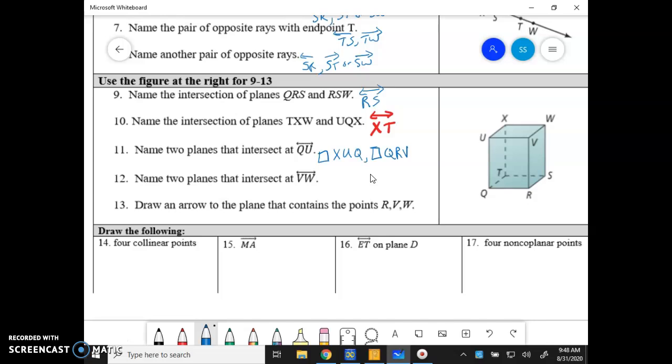All right, name two planes that intersect at VW. VW. So that's right here. There's my line, VW. So that would have to be this plane on top and this plane on the bottom. So why don't you guys give that one a shot? Just go ahead and label it with, just like we did that one, with 3 points. All right. Draw an arrow to the plane that contains points RVW. Okay, it looks like it's that plane. All right. Moving on.